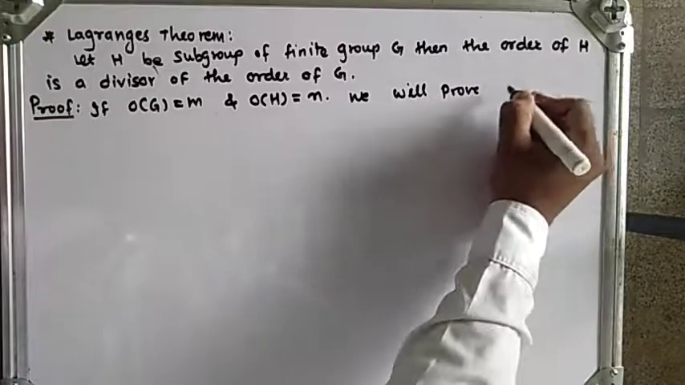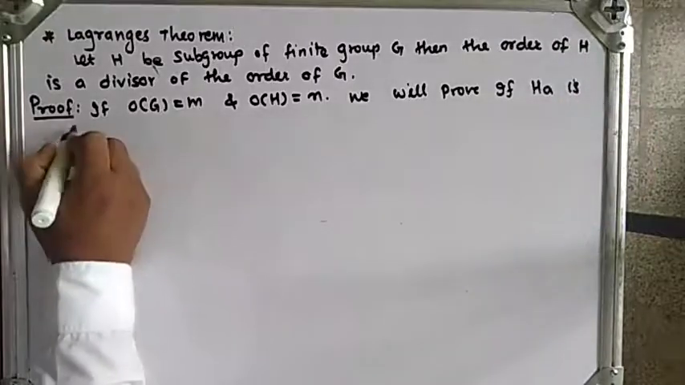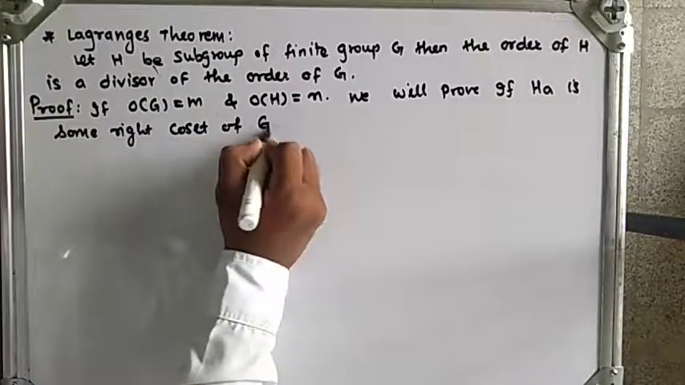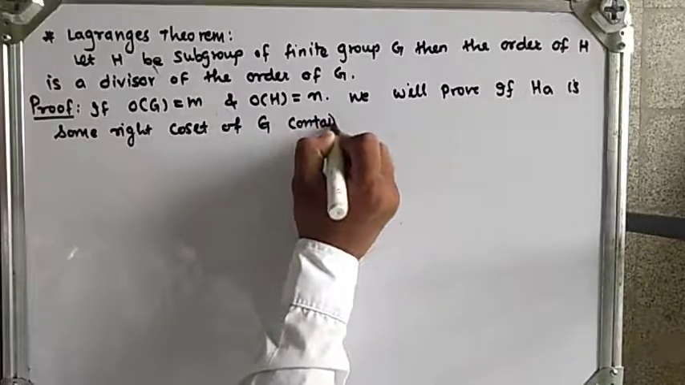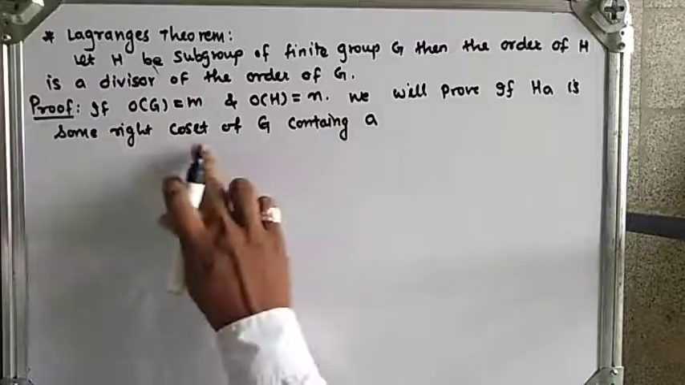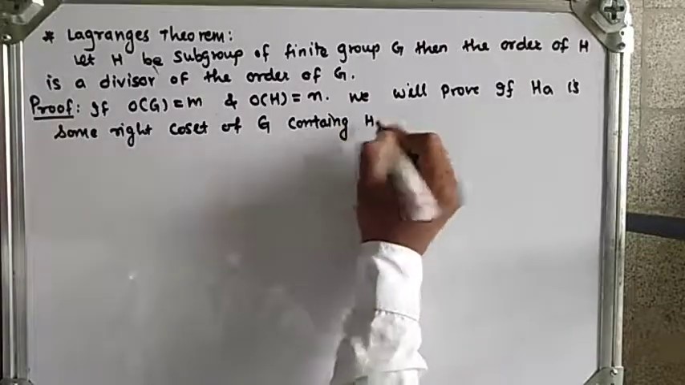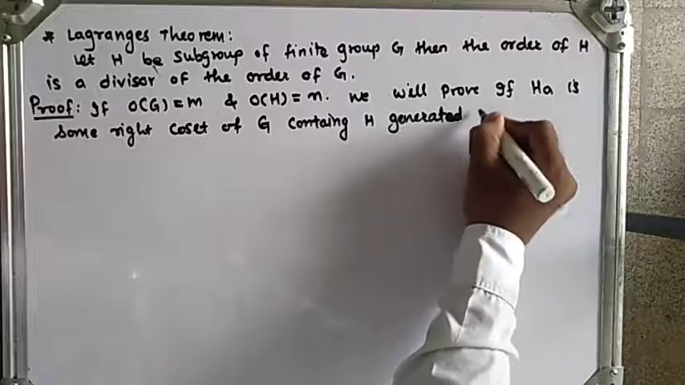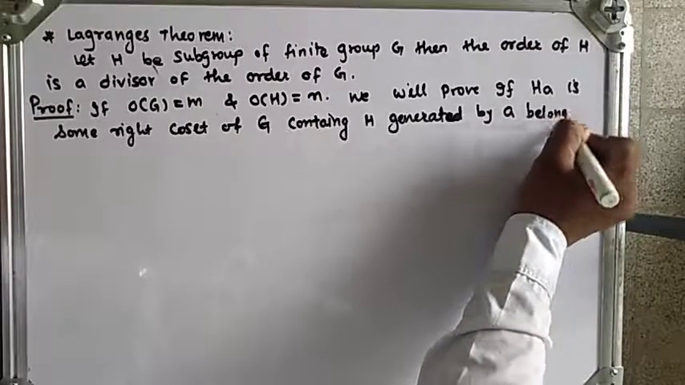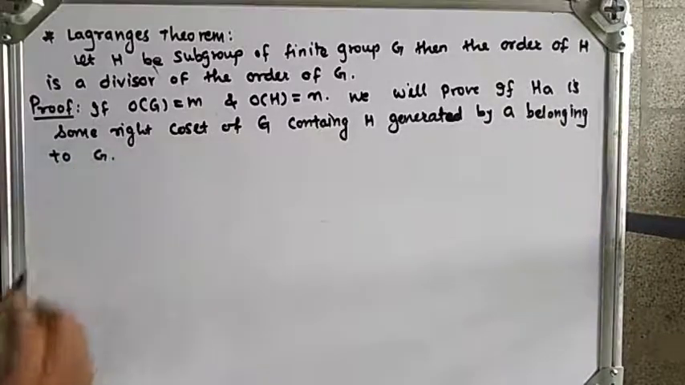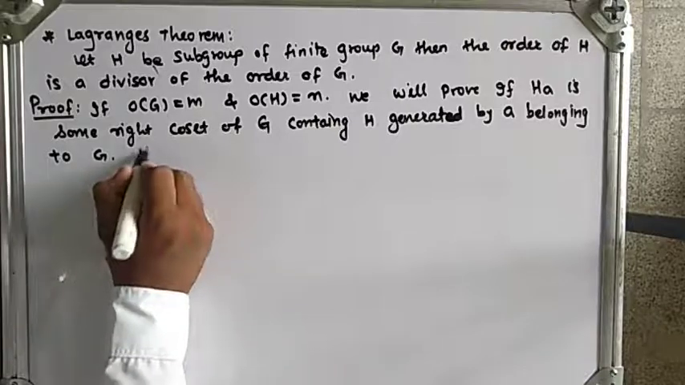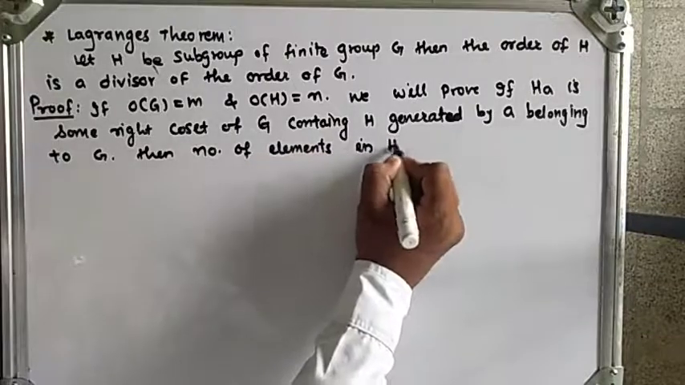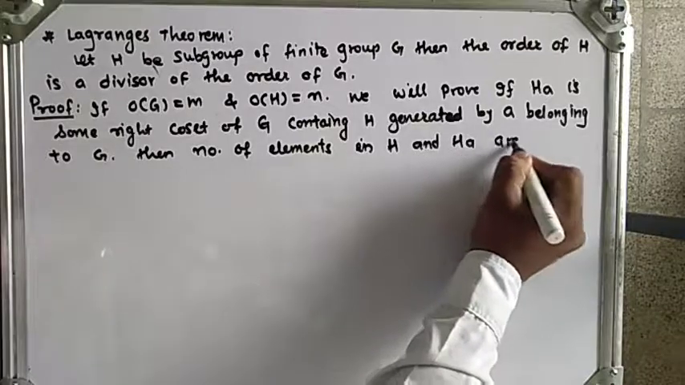if Ha is some right coset of G containing a, some right coset of G generated by a belonging to G, then the number of elements in H and Ha are the same.